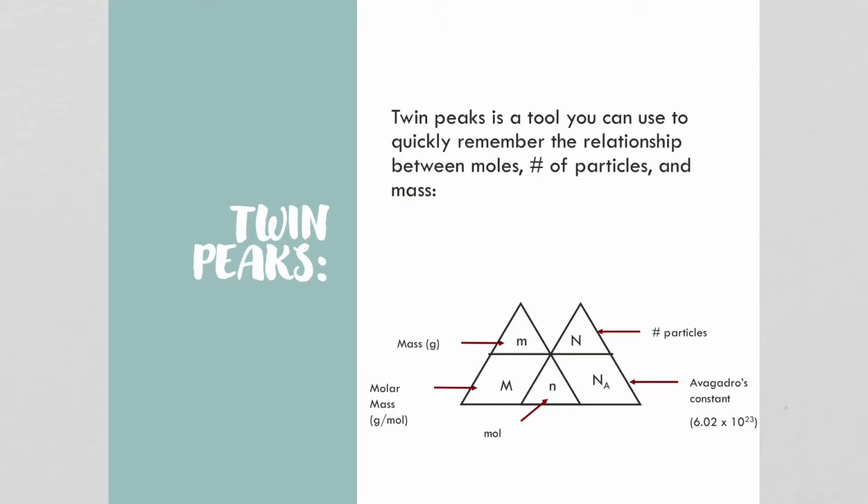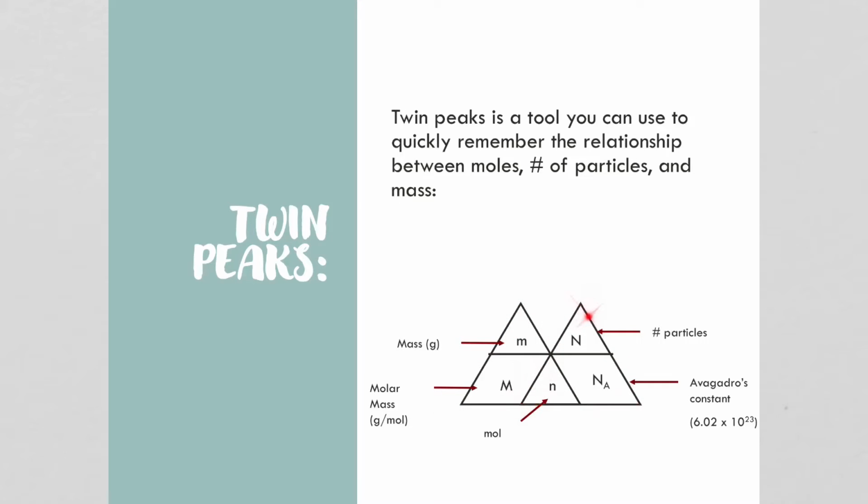So I'm going to introduce you to something that we call Twin Peaks. Twin Peaks is a tool that you can use to quickly remember the relationship between moles, the number of particles, and mass. These calculations will not be provided to you on an IB examination, so you need to remember these relationships. As you can see, the mole, little n, is the central part of this entire relationship. So it's actually 2 overlaying triangles.